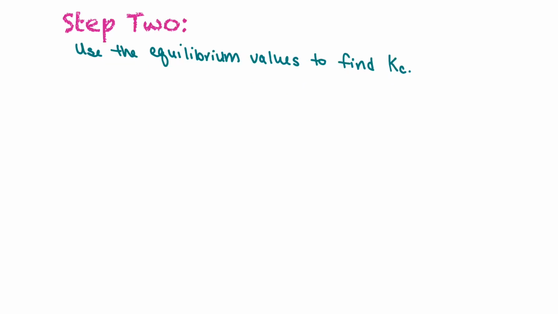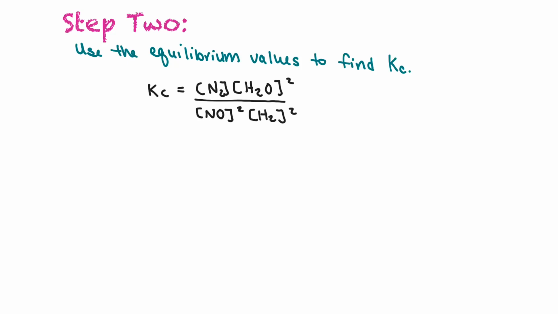Now that we have our equilibrium concentrations, we can find out the equilibrium constant. Our next step is to use the equilibrium values to find the equilibrium constant, but the first thing we need to do is write the equilibrium expression. So the equilibrium constant is equal to the concentration of N2 times the concentration of H2O squared, divided by NO squared times H2 squared.